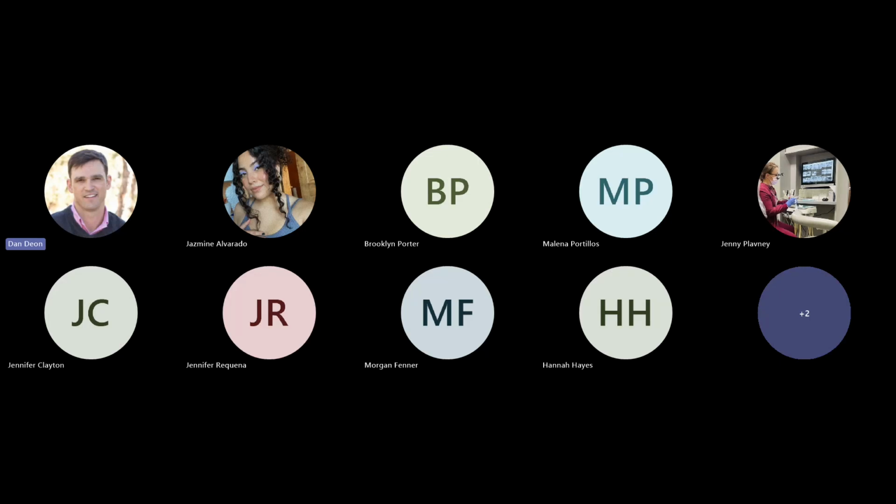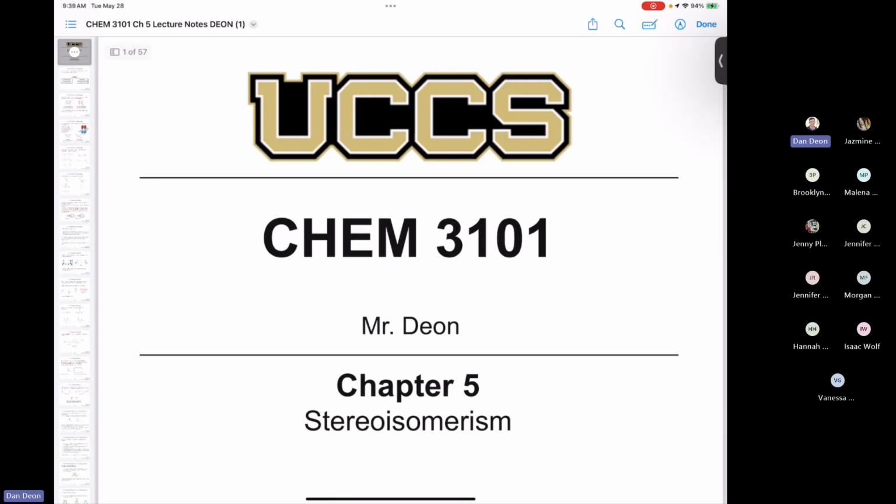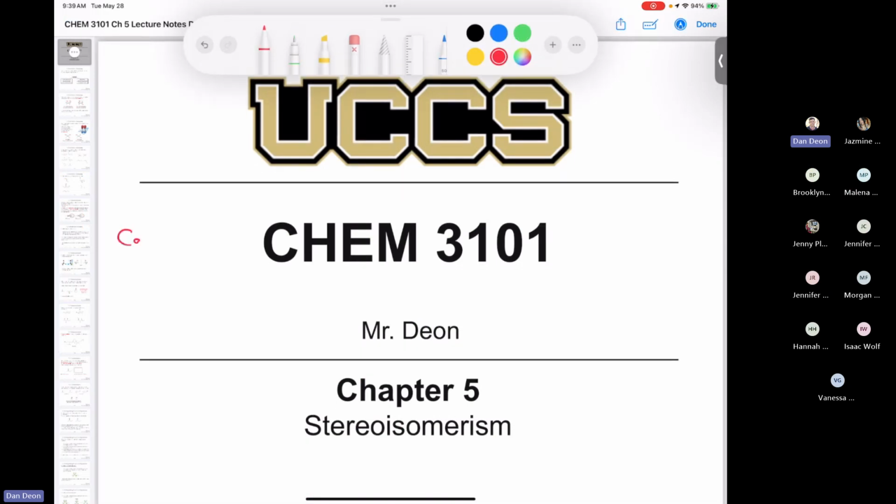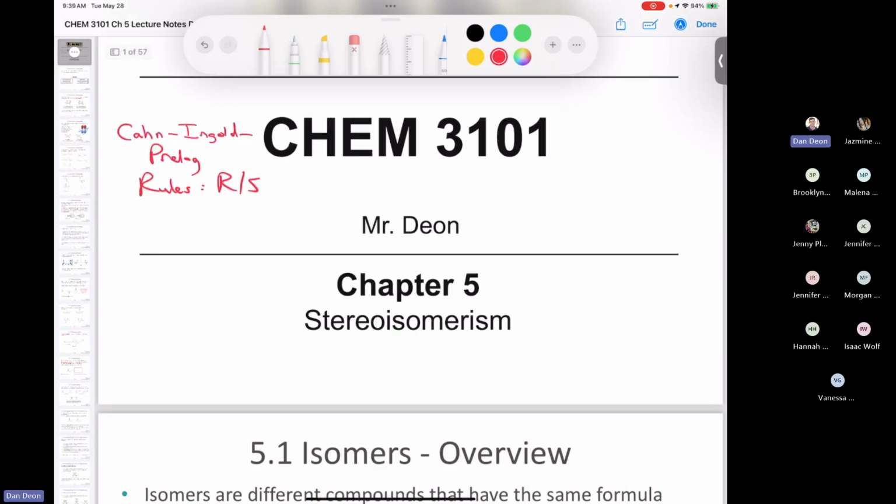All right. So we're going to take a look at Chapter 5 now, Chemistry 3101, and this deals with stereoisomerism. One of the main things you're going to learn from this chapter is what's called the Cahn-Ingold-Prelog rules. This is designating what we call a stereocenter as being R or S. It's one of the major things that you learn in this chapter, besides other content as well. But anyhow, let's get into it.